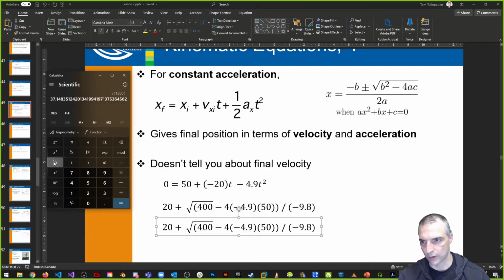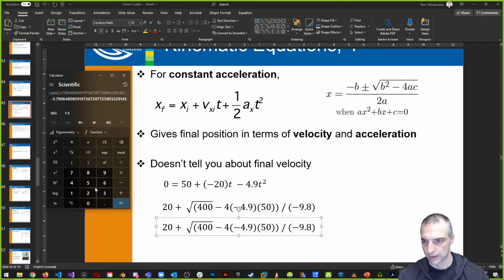So we want to find the square root of that, which is 37.14, all right? And we want to divide that by a negative 9.8, right? So divided by negative 9.8. So where's that plus minus? So negative 3.791, right? So that's the first option. Negative 3.791. 20 minus 3.791. Does that make sense? Right? 20 plus a negative 3.791.